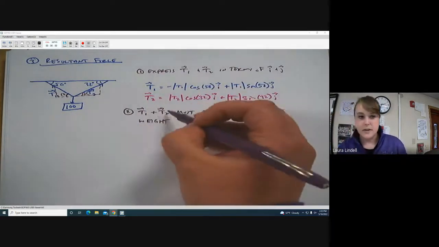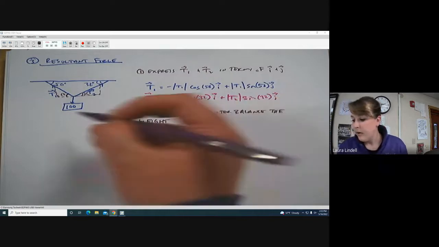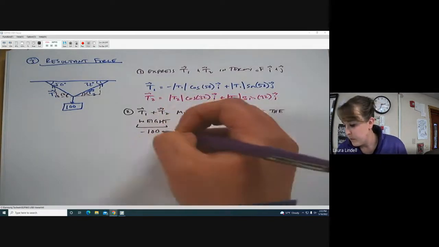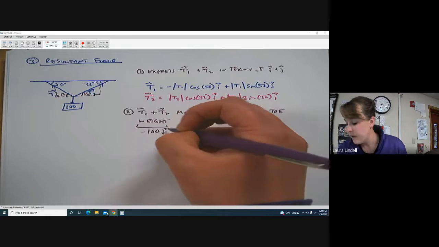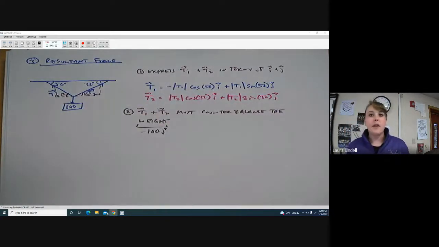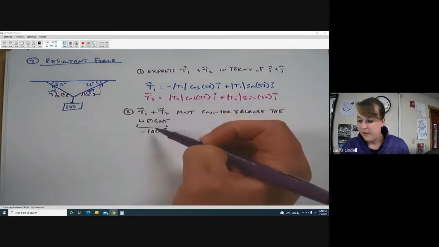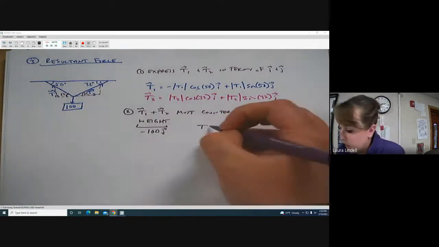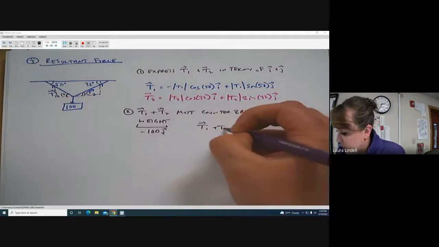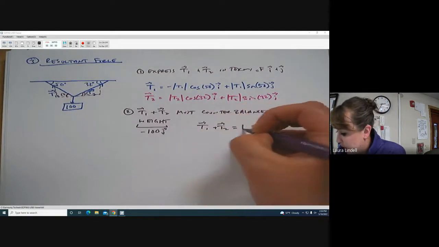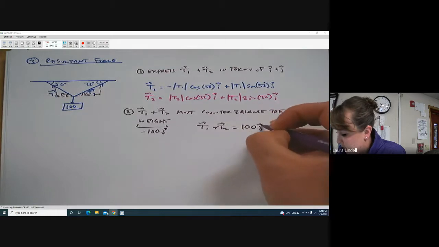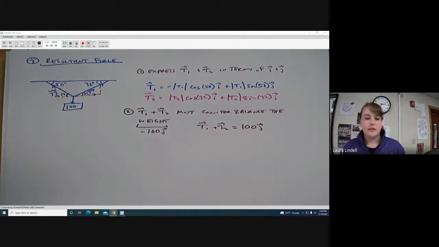So this is our resultant tension here. And then the weight we know is pulling in the negative J direction, because it only has a vertical component. In order to counterbalance that weight, these must offset this. So we know that T1 plus T2 must equal that 100 J, because it's got to be pulling up in the opposite direction to hold this in tension.